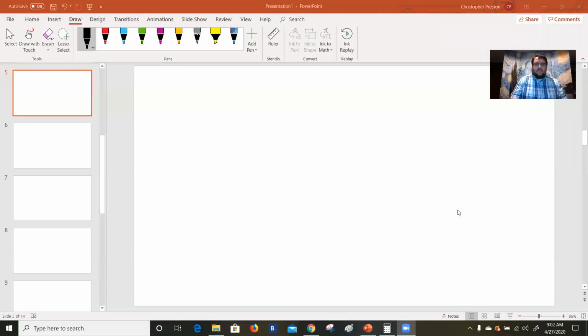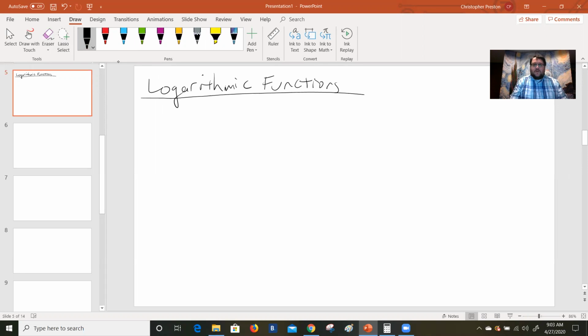All right, we're going to continue looking at our introduction to logarithms. We're going to look at exponential function, or sorry, not exponential, logarithmic functions, an introduction to them. Now we're not going to get too complicated. We're just going to kind of touch the surface of them.